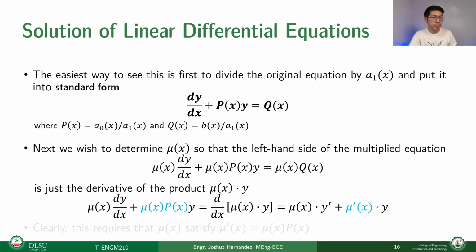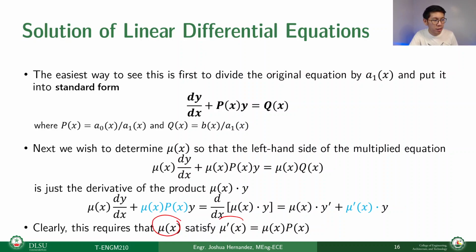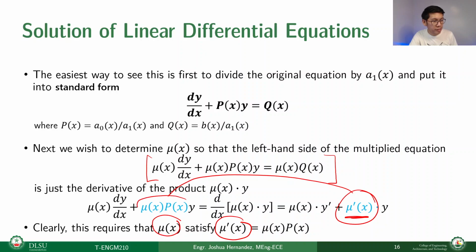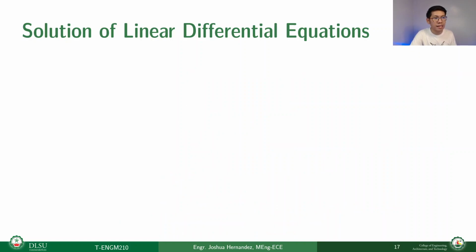Alright. Now, clearly, this requires that mu of x satisfy mu prime of x. For mu of x to be possible, we need to know mu prime of x. We need to solve for who mu prime of x is. And if we look at it, when we equate, mu prime of x is equal to mu of x p of x. Now, how do we solve this? How will we get an expression for mu of x? That's what we're going to solve in the next slide.